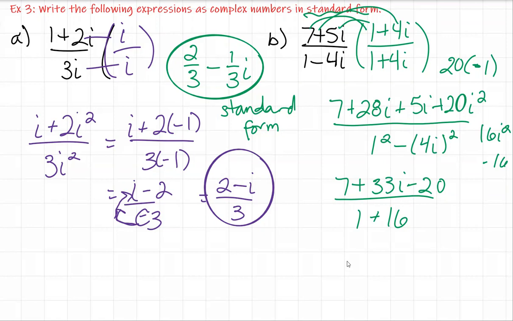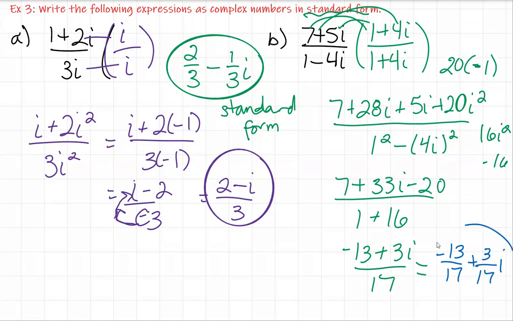Combine like terms one last time. We get 7 minus 20, that's negative 13 plus 33i over 17. And if we want to write it in full standard form, this is going to be negative 13 over 17 plus 33 over 17 i. Okay, just dividing that 17 through to each term.